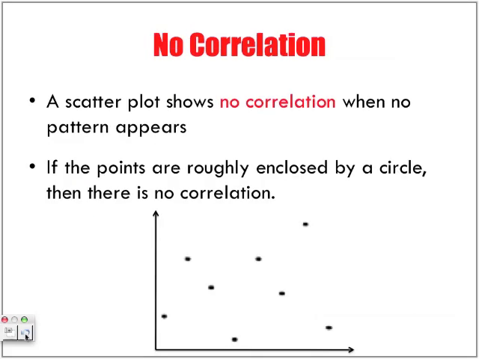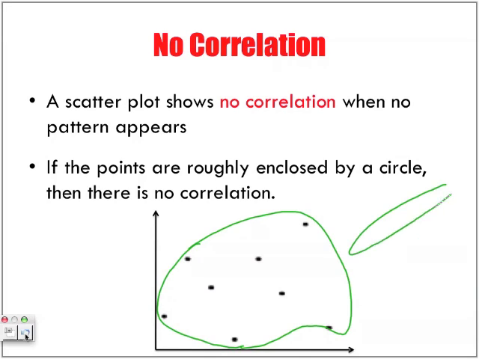And lastly, no correlation whatsoever. A scatter plot shows no correlation when no pattern appears. If the points are roughly enclosed by a circle, there is no correlation. So remember how we said we try to draw an oval, so we try to draw it right around all the points. Oh wait, I'm missing that point up here. So we're trying to get around the points, and that's not really much of an oval. It is kind of, because it's not exactly a circle, but look at how wide this oval is, as opposed to what we were seeing before.